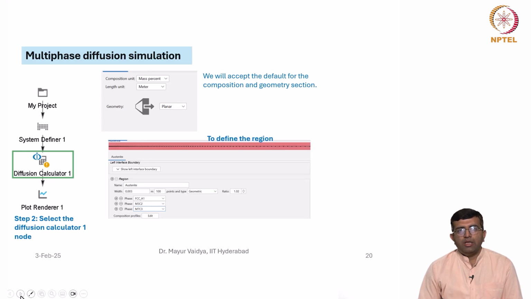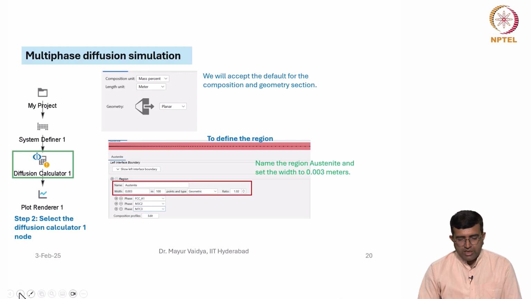And then we define the region like we did before. So the first region is the austenite. Here the phases are FCC, M3C2 and M7C3, and we can set the width to be 0.003 meters and 100 points, and the ratio we can put 1.02 and put it as a geometric variation. So you can see again here that the points are initially closely spaced and then they become more far apart.